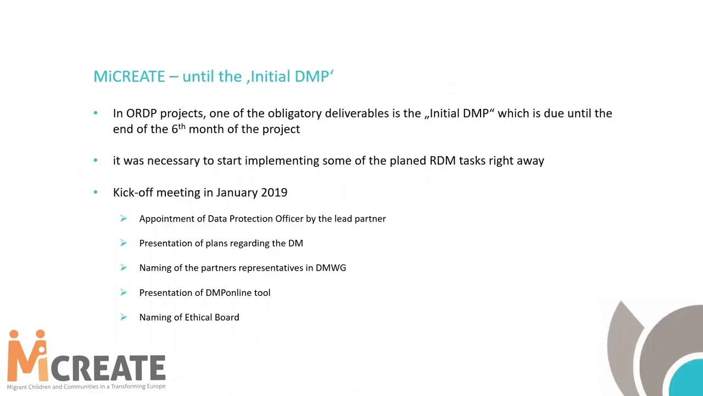Now, a few formal things. In open research data pilot projects, one of the obligatory deliverables is the initial data management plan, which is due at the end of the 6 months, so end of June in 2019. Something that's interesting, and I might mention it right away, we are not supposed to deliver the final version of the data management plan. We just had to describe some sort of upgrades that we did to the data management plan during the whole research project.